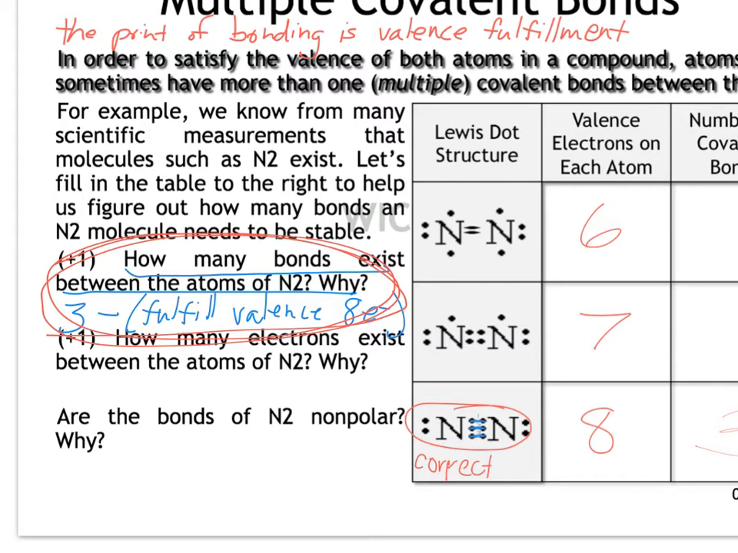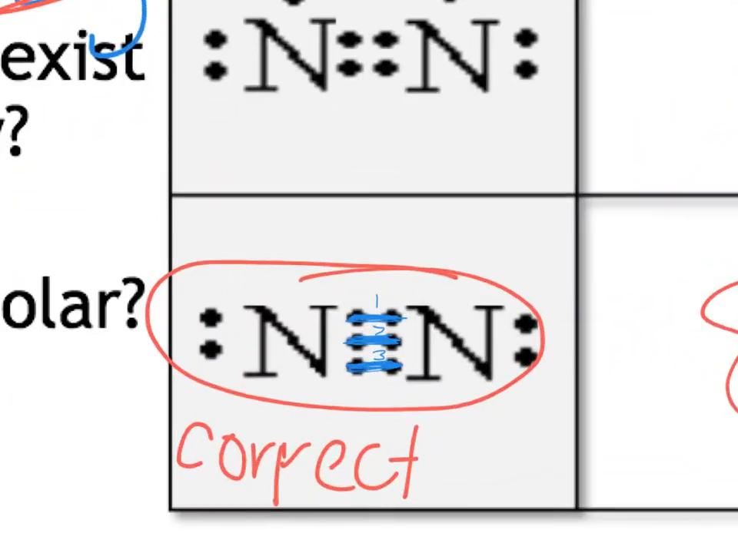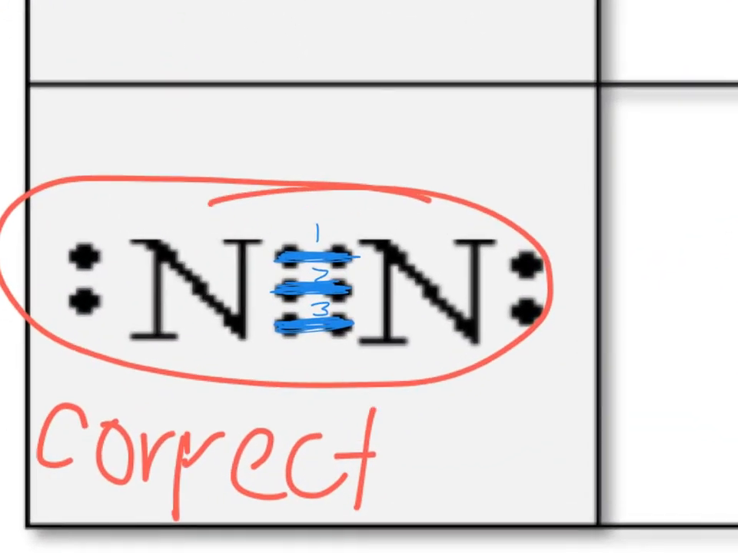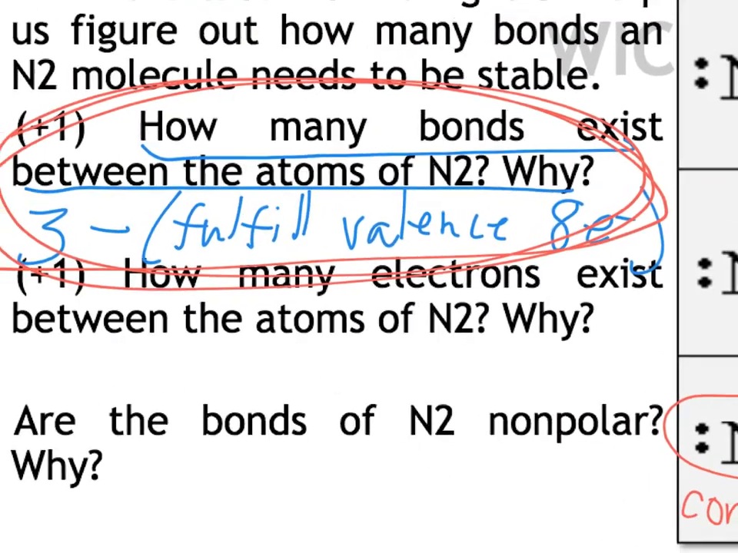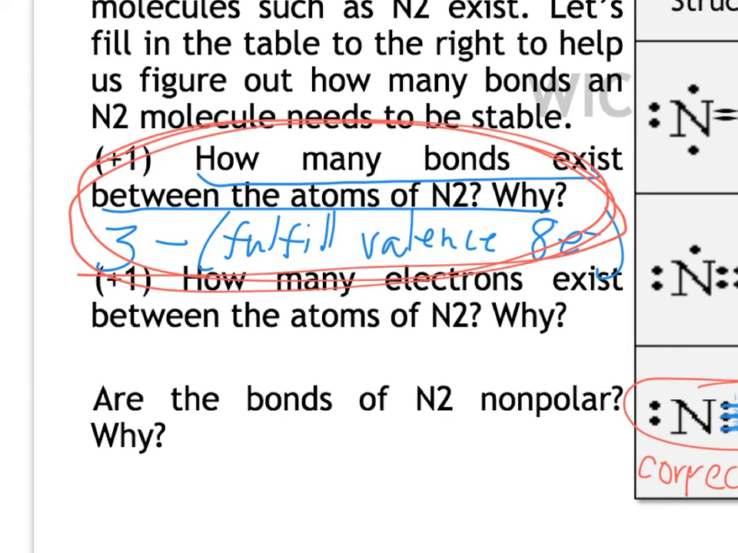Now next I have how many electrons exist between the atoms of nitrogen. So what I would say is that you can sort of see it right here. It's really 1, 2, 3, 4, 5, 6 electrons, even though it's only 3 bonds. And the reason for that is because there are 2 electrons in each bond. So I will say 6 electrons, which is similar to saying 3 bonds.